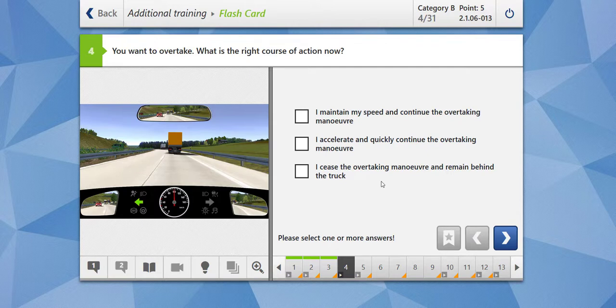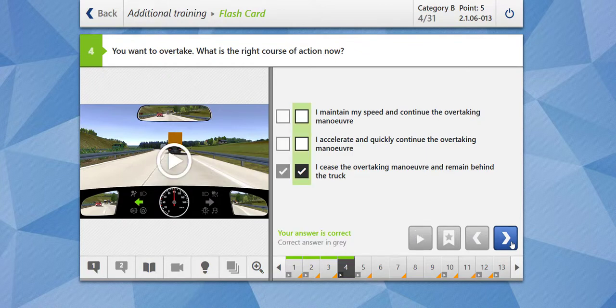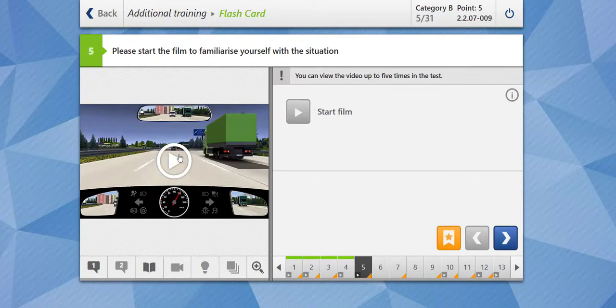I cease the overtaking maneuver and remain behind the truck? Yes, this is the correct option. Why? Because though we want to overtake, this red car is coming at a very high speed. So we have to cease the overtaking maneuver and remain behind the truck. Let the car pass through. In the meantime, we will also cross this curve and then you can again try for the overtaking. Let's check our answer. Our answer is correct. Moving towards the next question.